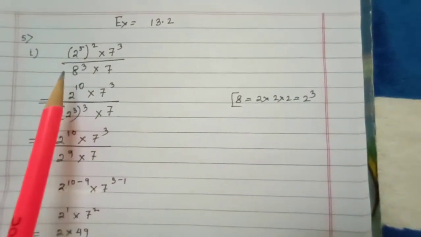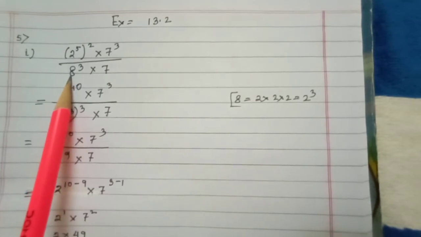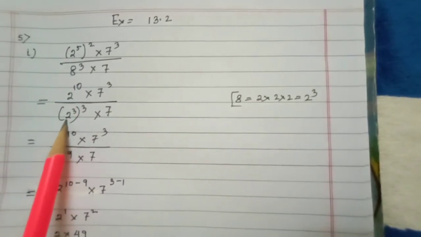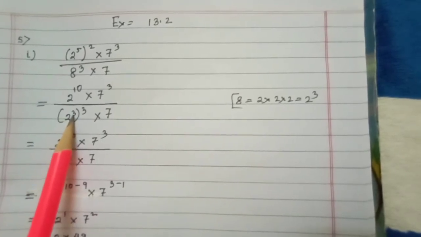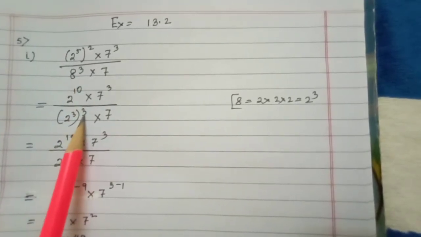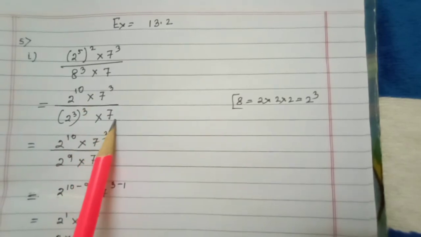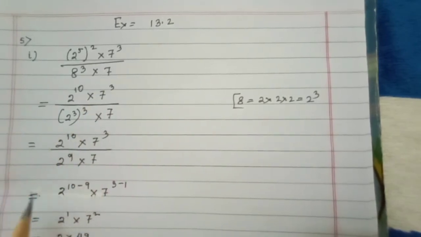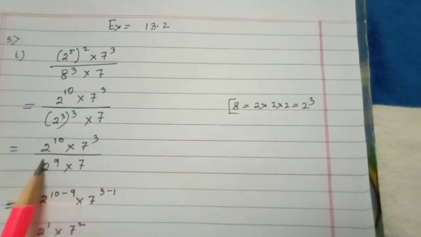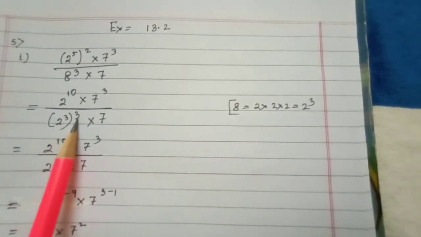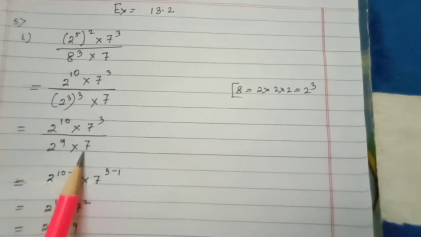So 8 is not a prime number, so I have to convert it into a prime number. Instead of 8 I am writing 2 cube, 2 to the power 3 and whole to the power 3, into 7, single 7. Now 2 to the power 10 into 7 to the power 3 divided by 2 to the power 3 into 3, that is 2 to the power 9, into 7.